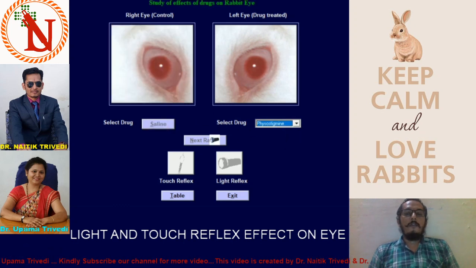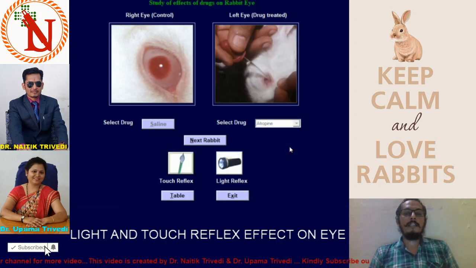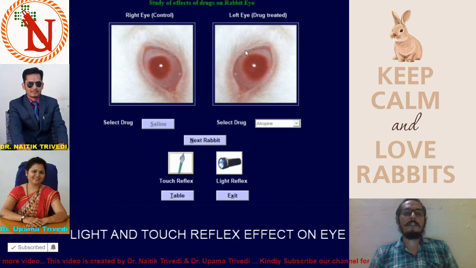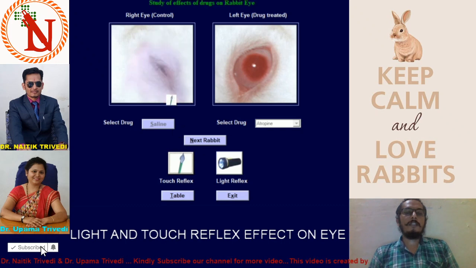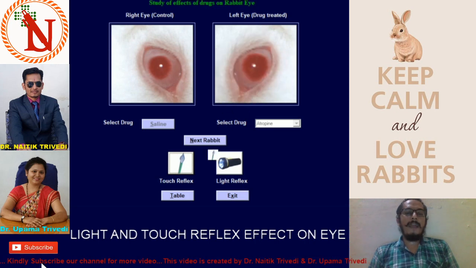Next, we are adding the next drug, atropine. So what will happen? Atropine is an anticholinergic drug. It gives the opposite effect. That's why the pupil size increases. Here you can easily see the pupil size increase. Here the touch reflex is present. I get a blink with the cotton pledget. That's why the touch reflex is present.